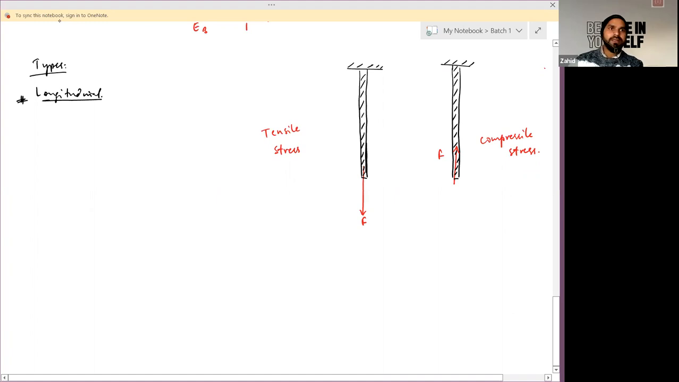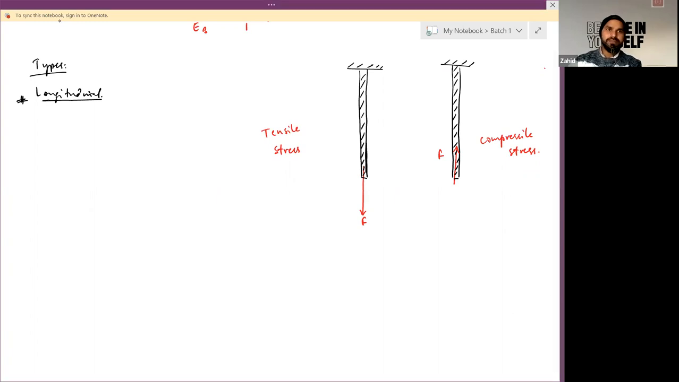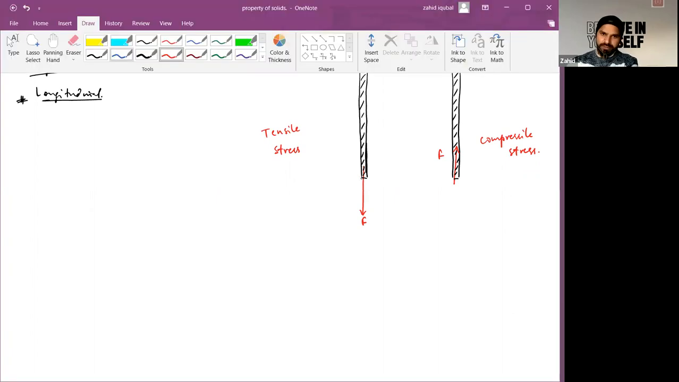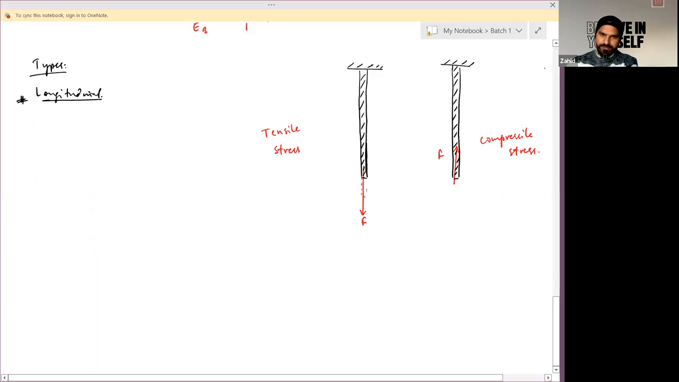Now, due to this deforming force, there will be some deformation along its length. So this is delta L. The original length of the rod is L. Similarly, in the second part, deformation will be till this point, and the actual length of the rod is L.